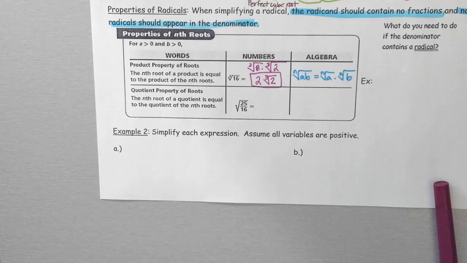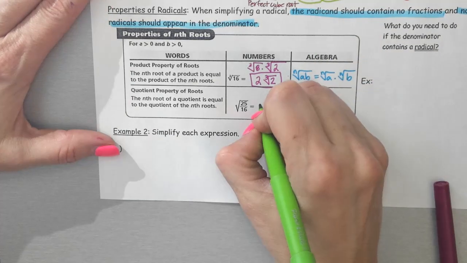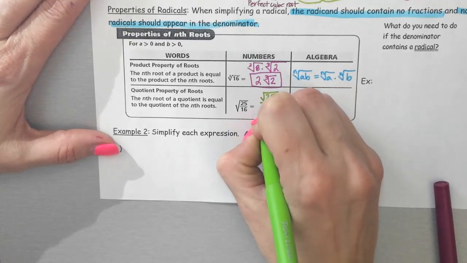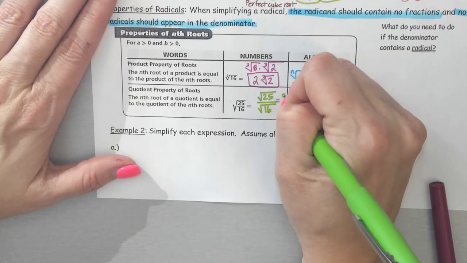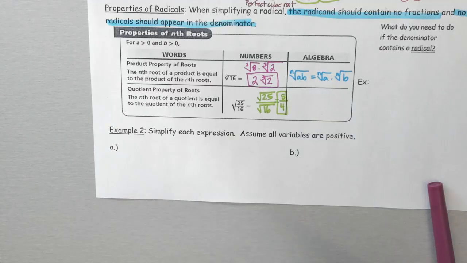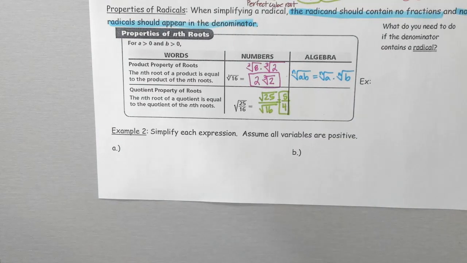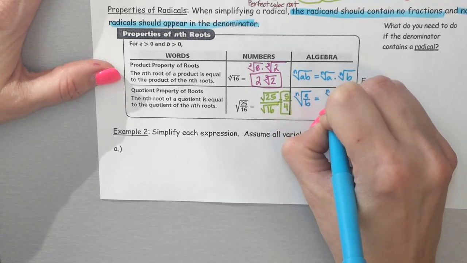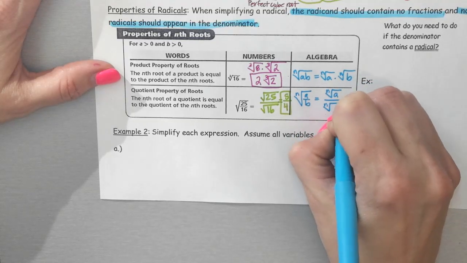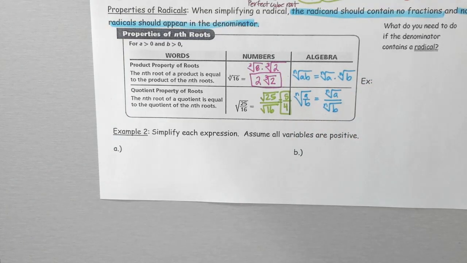Okay, so for the second one, if you have a fraction, you're going to split it up into the square root of the numerator over the square root of the denominator, and you're going to simplify. This is a square root, so we should feel pretty comfortable with this. Root 25 over root 16. And so square root 5 over 4. Okay, so now we're just going to write out the rule. So whenever you have a fraction in the radicand, you're going to split it into the numerator and the denominator, and then simplify.